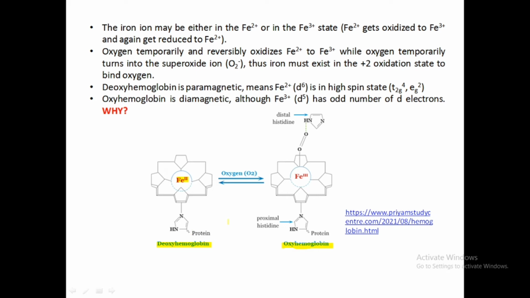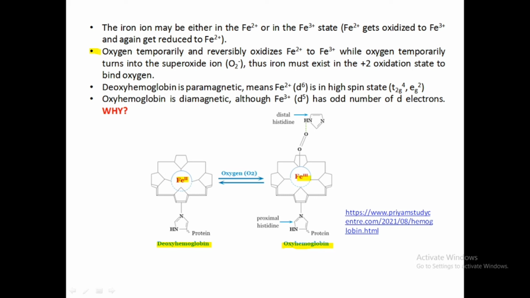Okay, and once it binds to oxygen, it goes into the Fe3+ oxidation state when it is present in the bound form. So let's address that particular question from the second point. Oxygen temporarily and reversibly oxidizes Fe2+ to Fe3+, while oxygen temporarily turns into the superoxide ion, that is O2-. Thus, we know that iron has to be present in a +2 oxidation state in order to bind to oxygen.